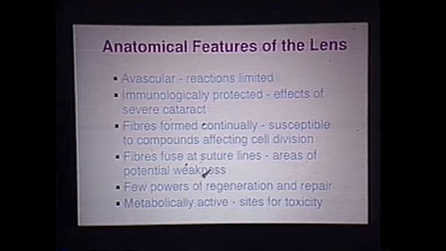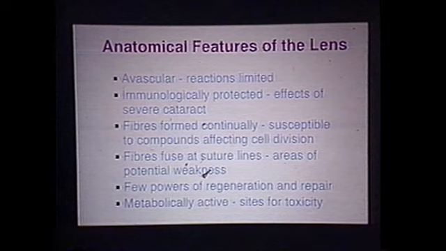Therefore, this means that if the lens proteins gain access to other parts of the body, other parts of the eye, then they will stimulate an intense inflammatory cell reaction and an immunological reaction. And these are particularly important when it comes to severe cataracts. The third point is that the fibres of the lens are formed continually throughout life. There's no stopping in growing. The lens continues to grow.